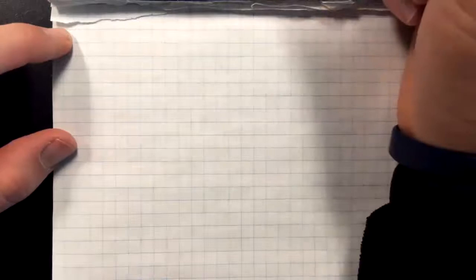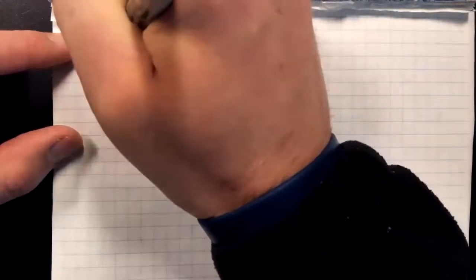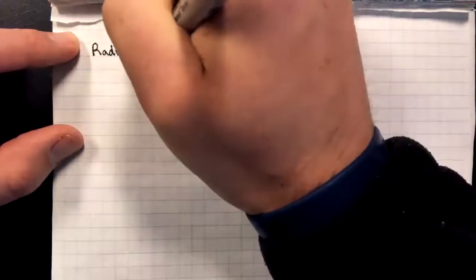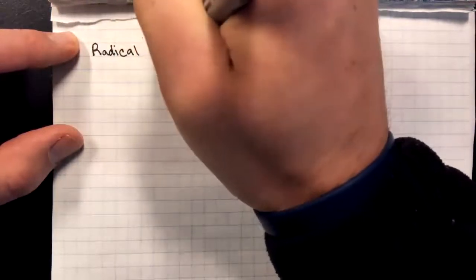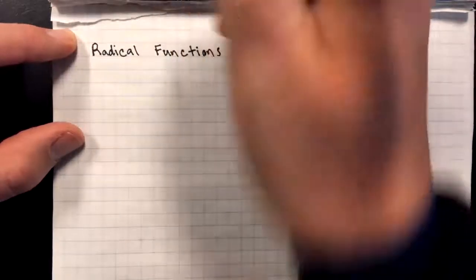All right, so like I said, we are not going to be talking about rational functions today. We are going to be learning about a new type of function. It's got a cool name, like literally it's a cool name. They are called radical functions. Told you, it's a cool name. They're radical functions.